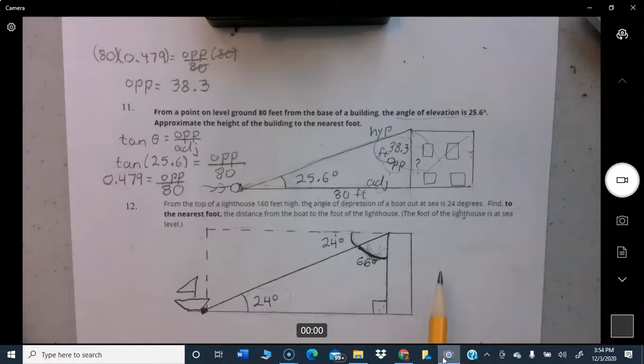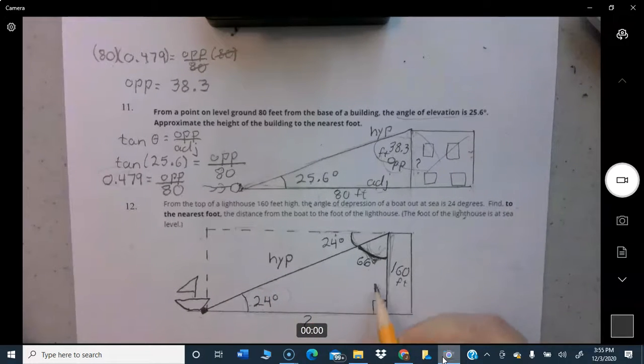Okay, so what you're going to do then is you're trying to find out. You say the lighthouse is 160 feet high. I'm going to write that right here, 160 feet. That's this height right here. So what you want to know is what's this distance from the base of the lighthouse to the boat? So again, we're talking about this triangle right here. So this is the hypotenuse.